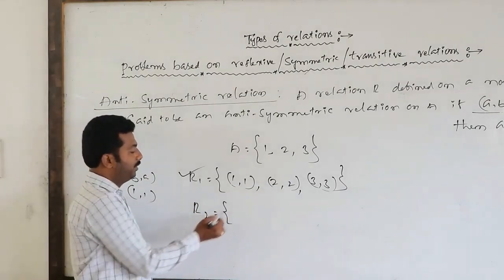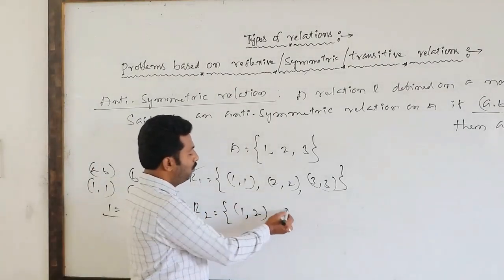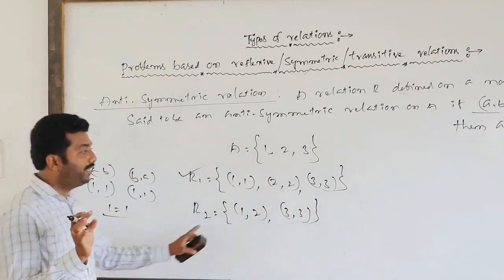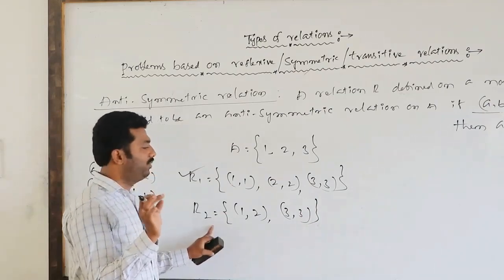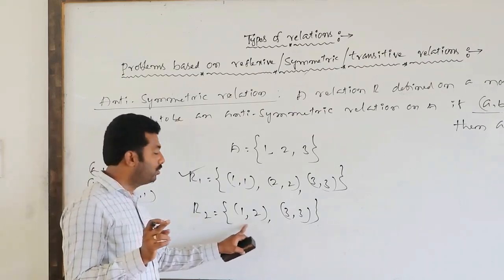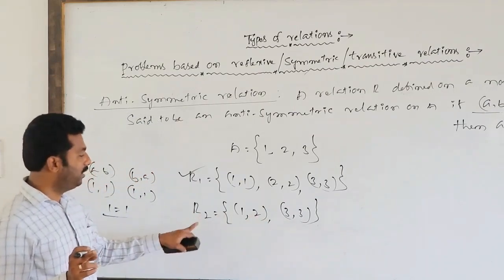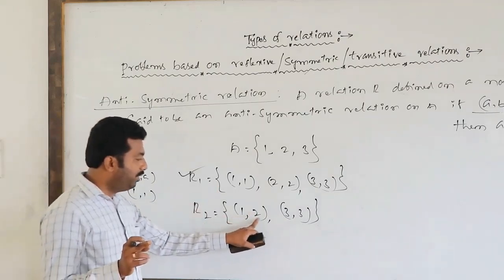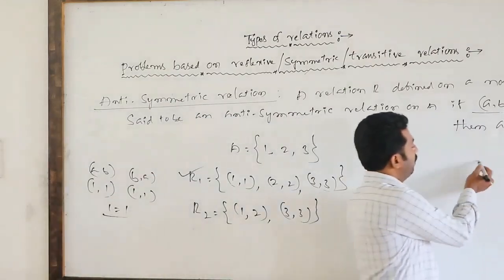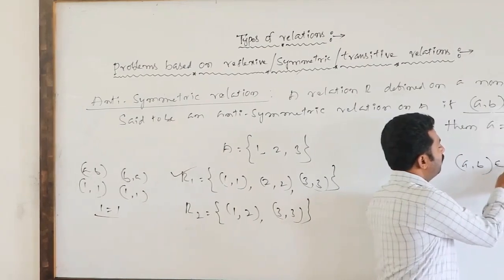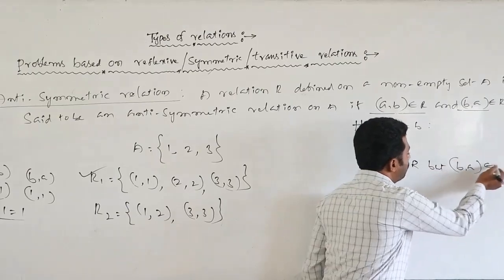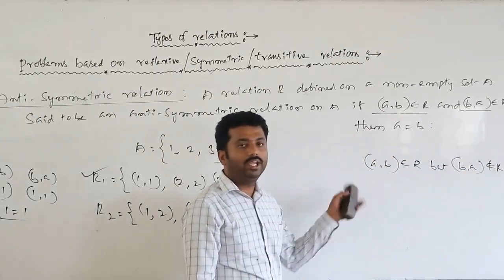Next. Suppose (1, 2), (3, 3), one relation is there. Whether this relation is anti-symmetric or not, be careful. It is very simple if you understand, otherwise you cannot understand easily, so you should concentrate more on this concept. What is the definition? (A, B), (B, A) both there, then check. Suppose you observe (A, B) is there, but (B, A) is not there.